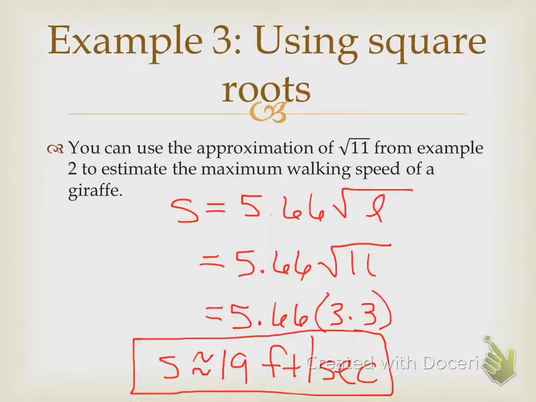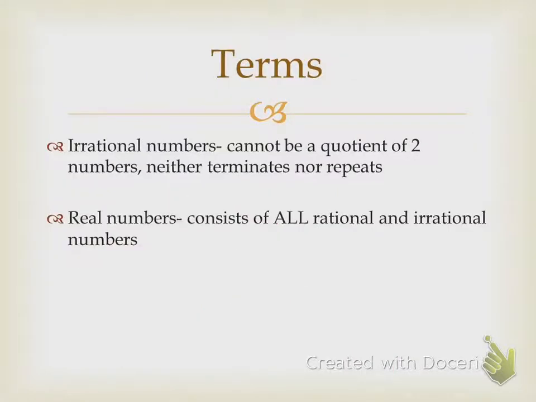All right, now in example 4, we're dealing with some terms here. Irrational numbers cannot be written as a quotient of two integers, and they neither terminate nor repeat. They do not terminate and they do not repeat. Real numbers consist of all rational and irrational numbers. So real numbers is this huge umbrella that surrounds all rational and irrational numbers. And you see a little chart of that at the bottom of page 541. All right, make sure you have these definitions written down.